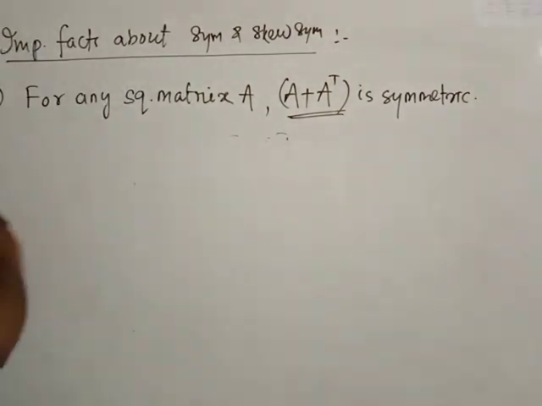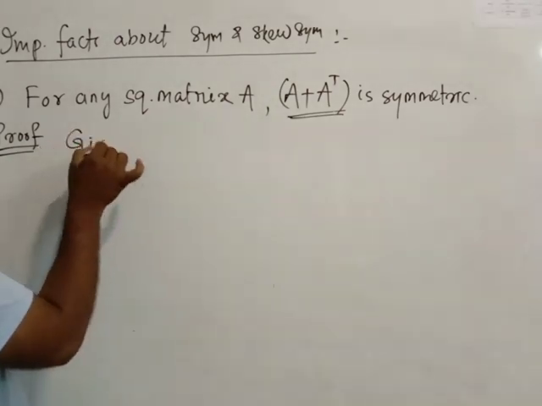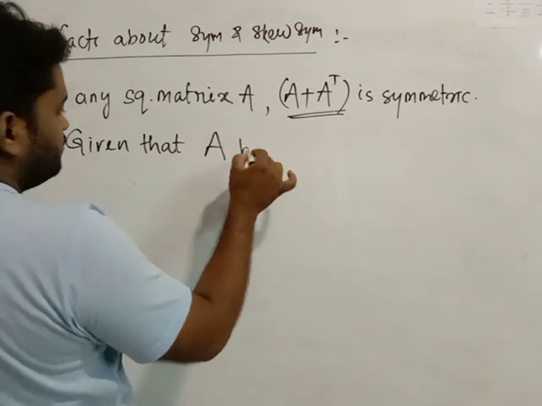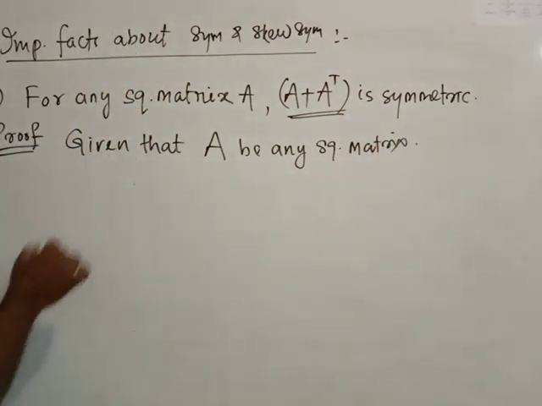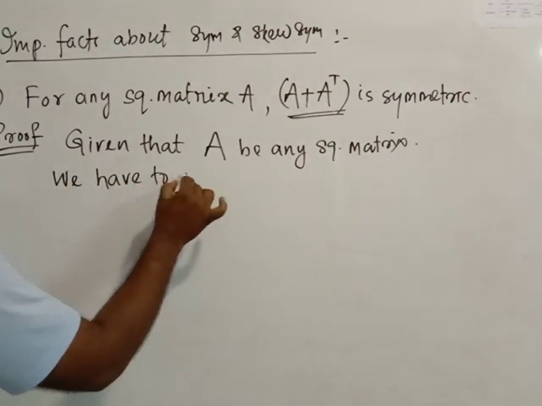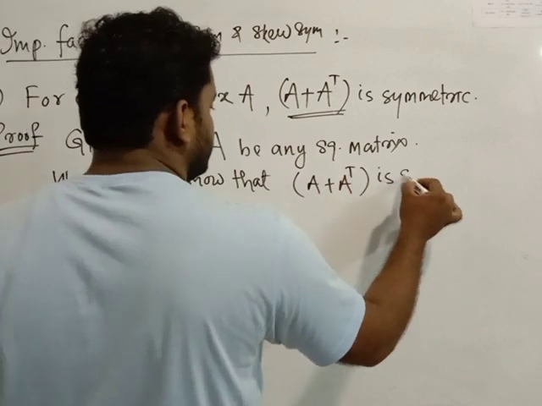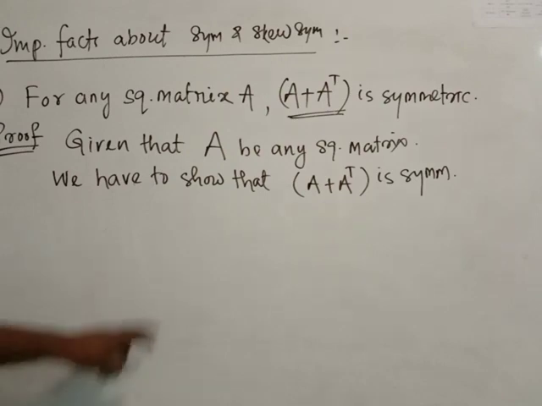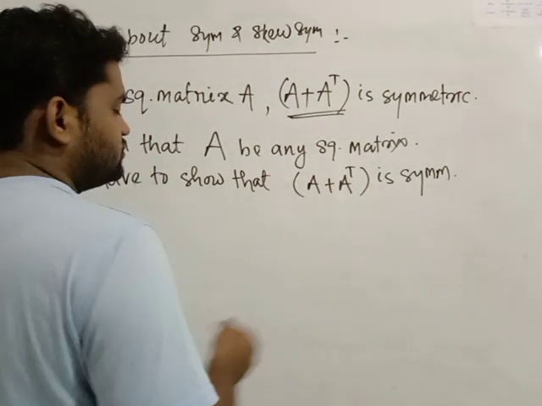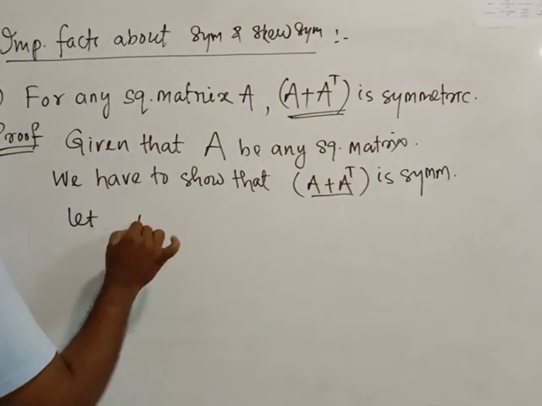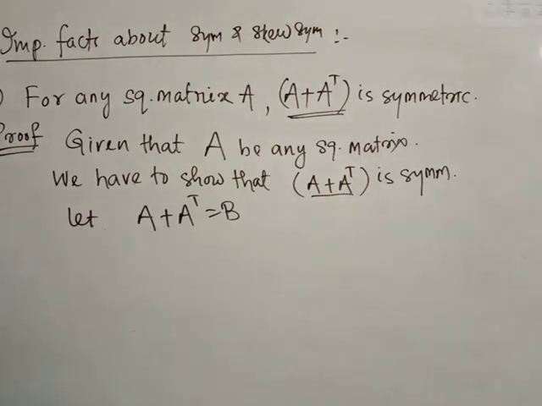Now let us prove it in general. Given that A is any square matrix, we have to show that the matrix A plus A transpose is symmetric. Let A plus A transpose be the matrix B.